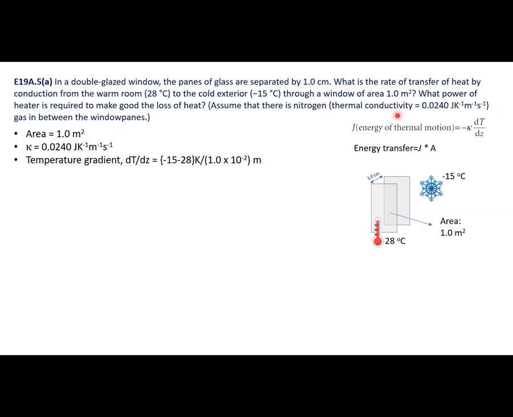Assume that there is nitrogen in between the panes, whose thermal conductivity is 0.0240 joule per Kelvin per meter per second, and we need to solve basically what is the flux of thermal energy being transferred from the pane in the interior to the pane of the exterior. For that we need to use kappa and dT over dz. Once we find the energy flux, we need to find the energy, which is nothing but the flux times the area. So let's look at this.